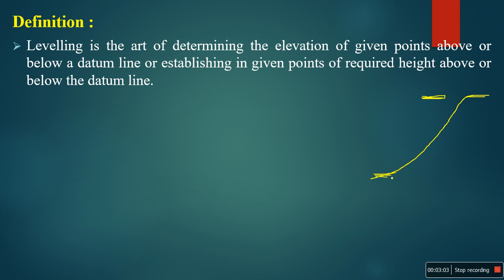So leveling is the branch of surveying. The main object of leveling is to find out the elevation of given points, or establish a point with a required height with respect to given datum lines or given datum surfaces. This is called leveling.